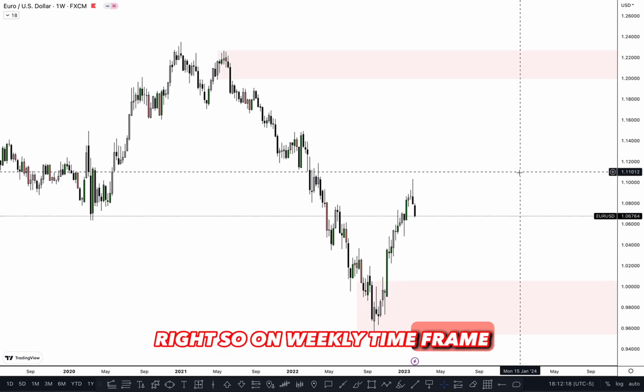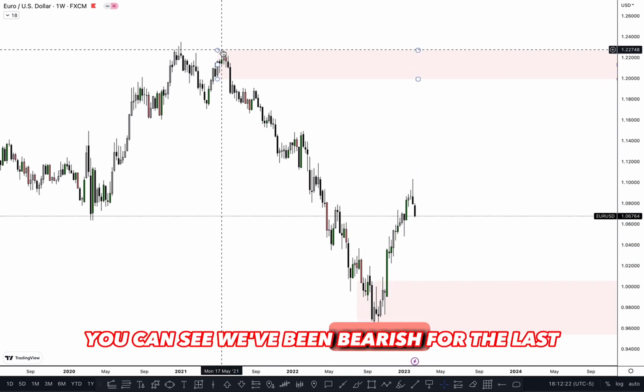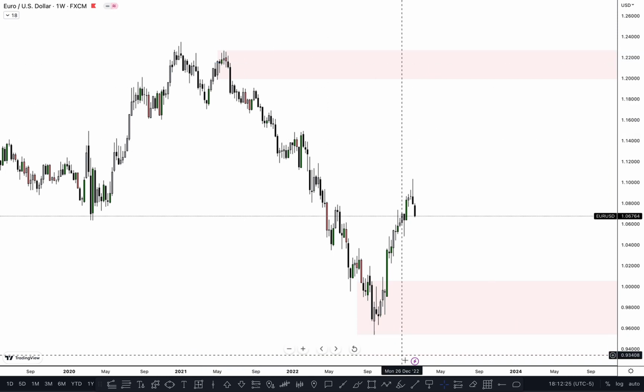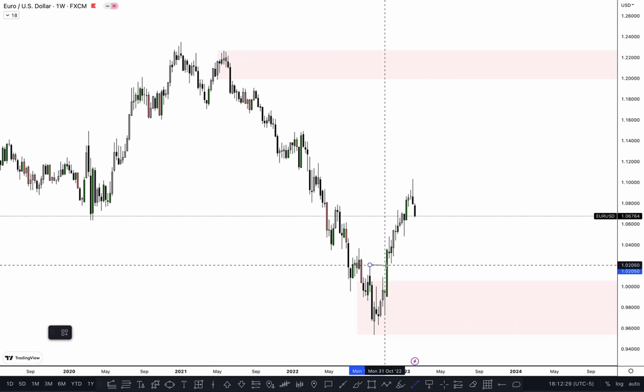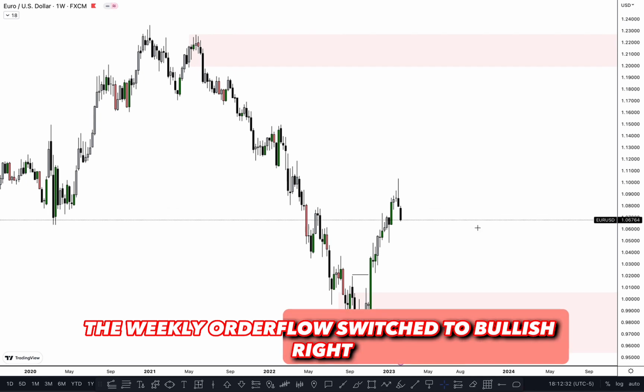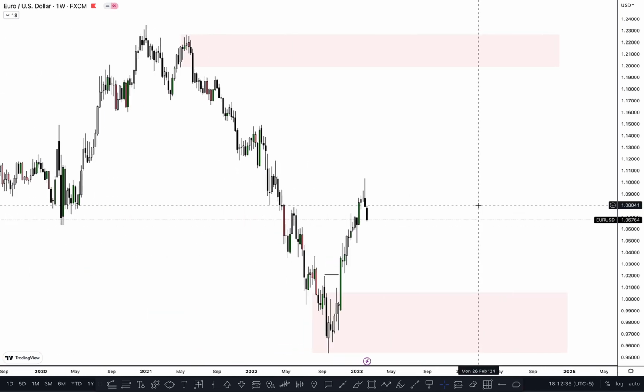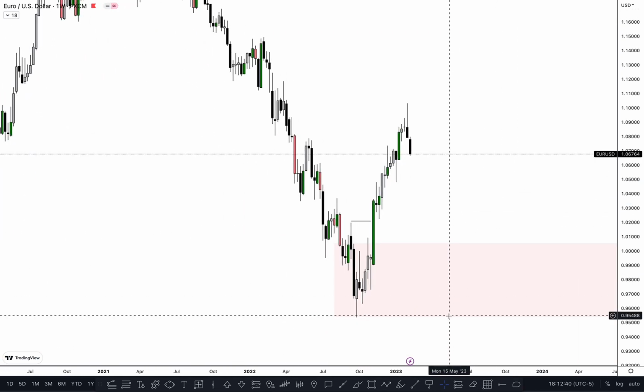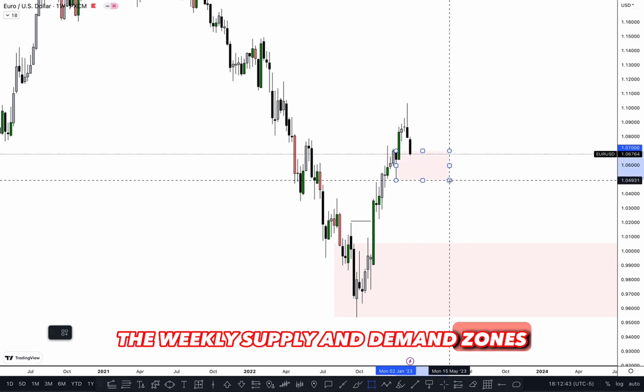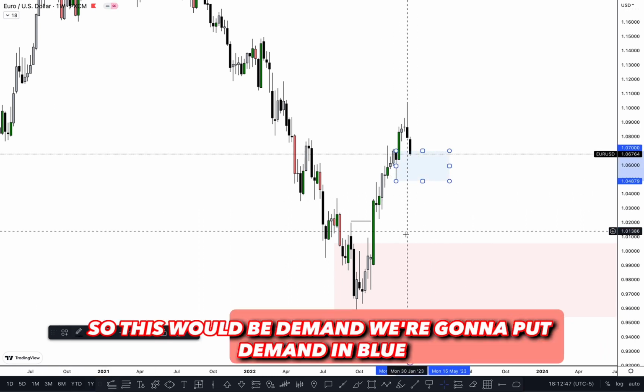Right, so on the weekly time frame, we can see we've been bearish for the last few months, but up until this point, the weekly order flow switched to bullish, right? So we're just going to map out the weekly supply and demand zones. So this would be demand. We're going to put demand in blue.